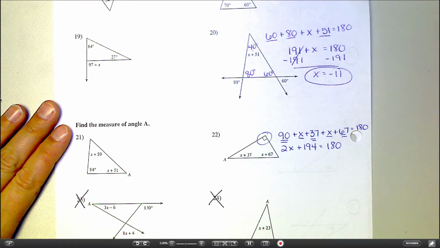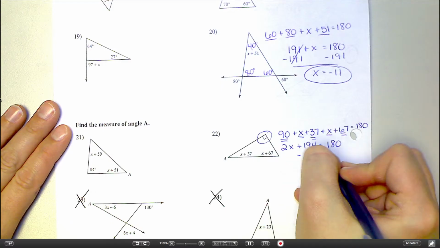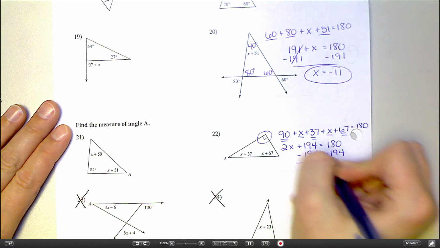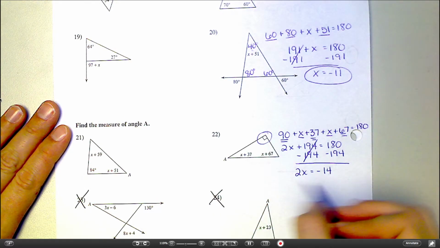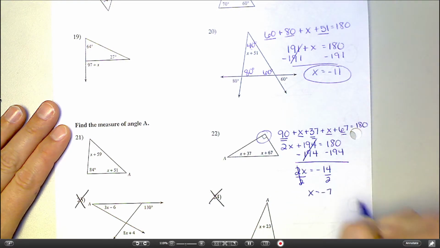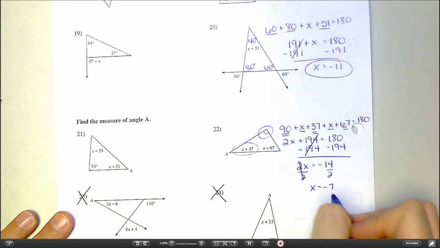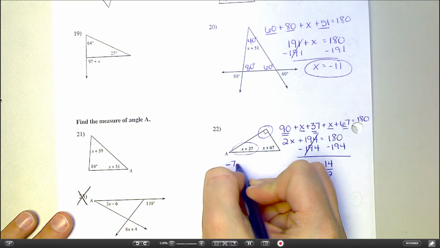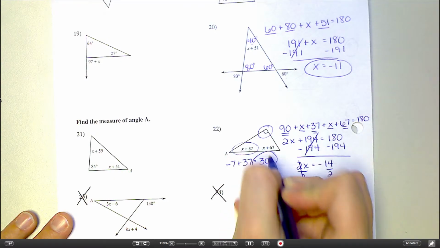Now what? Okay. Subtract 194 from each side. That's going to give me 2x equals negative 14. Yep. Divide by 2. X is negative 7. Now, is that what the directions said? Did the directions say find x? Yeah. Directions said find angle A. Yep, so now I'm going to go back to angle A, which is x plus 37, and plug in that negative 7. I'm going to say negative 7 plus 37, and that's 30 degrees. So that would be my answer, is 30 degrees.